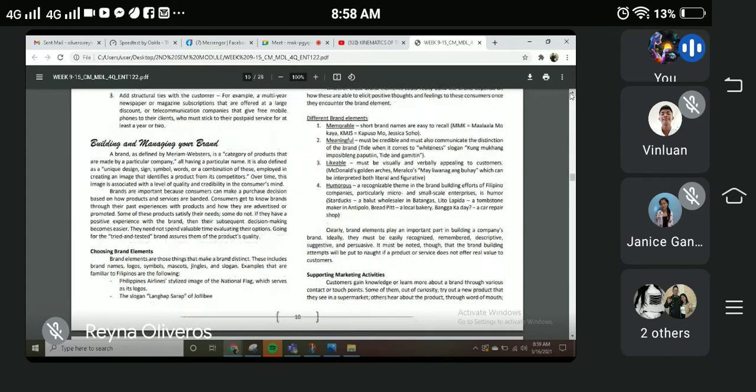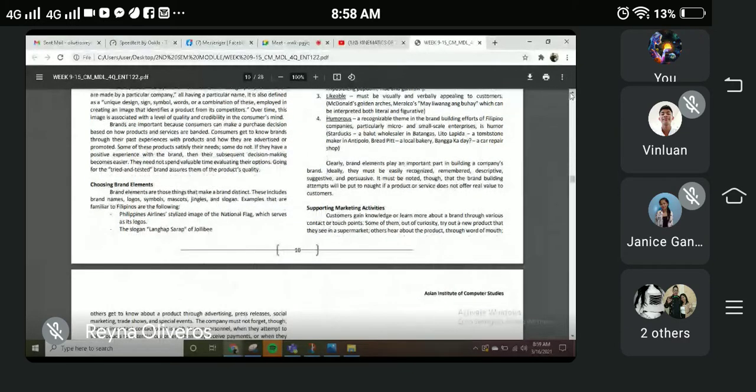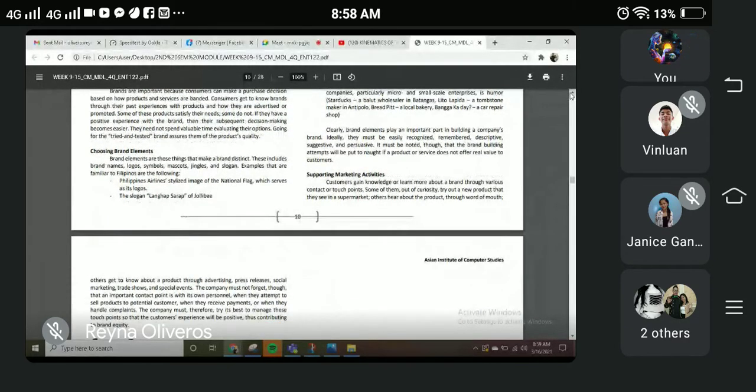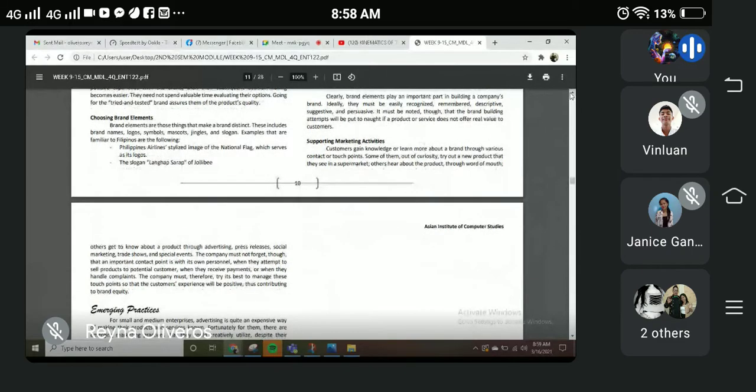So, let us now proceed with supporting marketing activities. When it comes to supporting marketing activities, the customers gain knowledge or learn more about the brand through various contacts or touch points. Some of them, out of curiosity, try out a new product that they see in a supermarket, and others hear about the product through word of mouth.